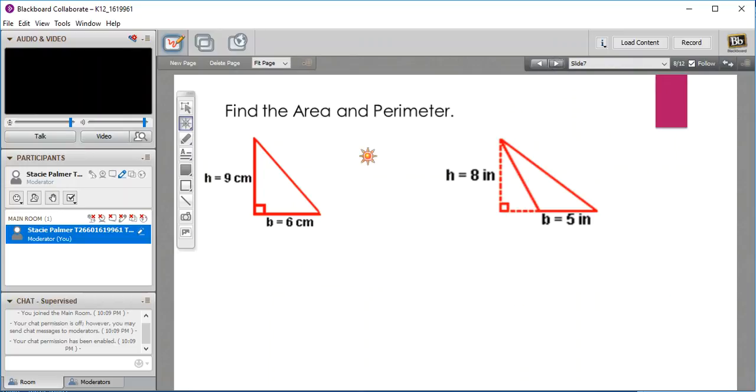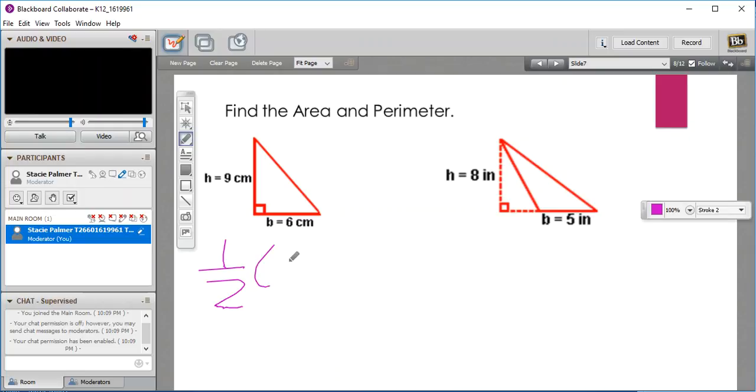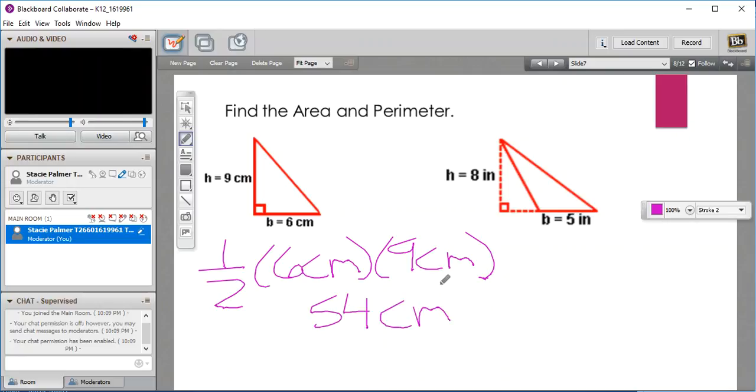So let's go ahead and try to find the area and perimeter for these two triangles. So for this first one, we know that our base is 6 and we know our height is 9. So we're going to have 1/2 times 6 centimeters times 9 centimeters. If we multiply 9 times 6, we get 54. And then centimeters times centimeters would be centimeters squared. And then we need to multiply that by 1/2.